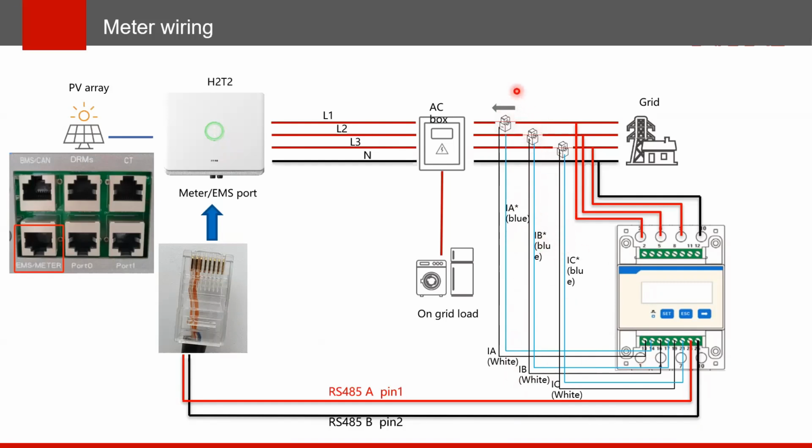Also remember the direction of the CT should always point to the loads. Otherwise, the grid power that we buy or sell is reversed, and it will make the data abnormal.